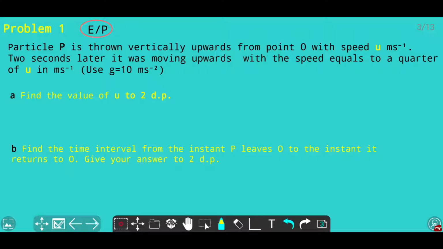Here is problem one, EP level. Just read carefully, grab your pens, grab your notes, and try to do it on your own as always. Okay, so what's happening here?